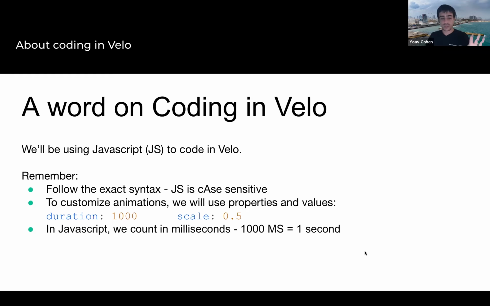the most important thing to remember within how we use these properties is that when we count in JavaScript, we're actually counting in milliseconds. So 1,000 milliseconds, like we see here for our duration, is actually a single second. The advantage of this is that this allows us to create very accurate animations.